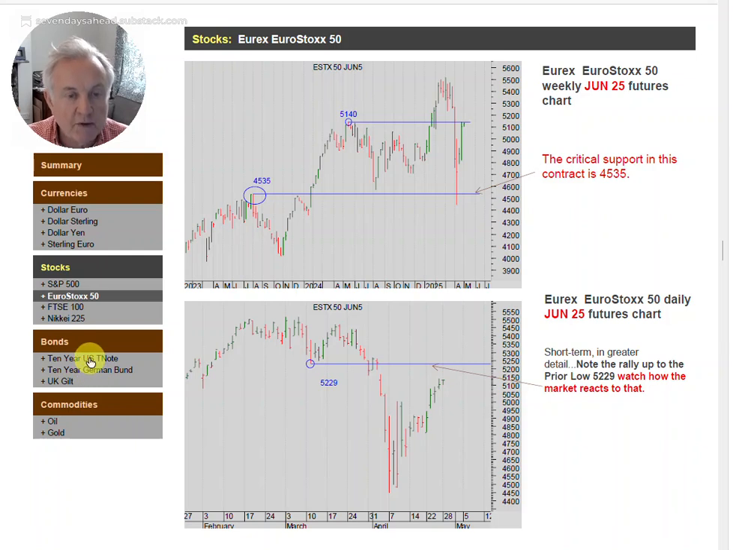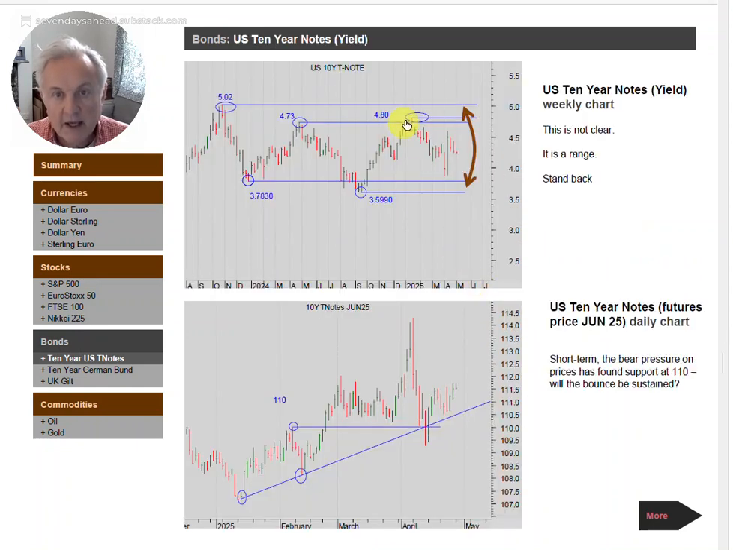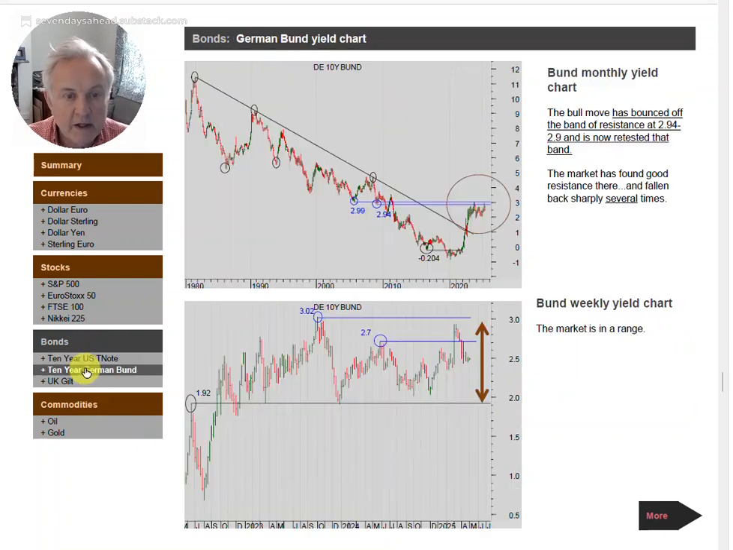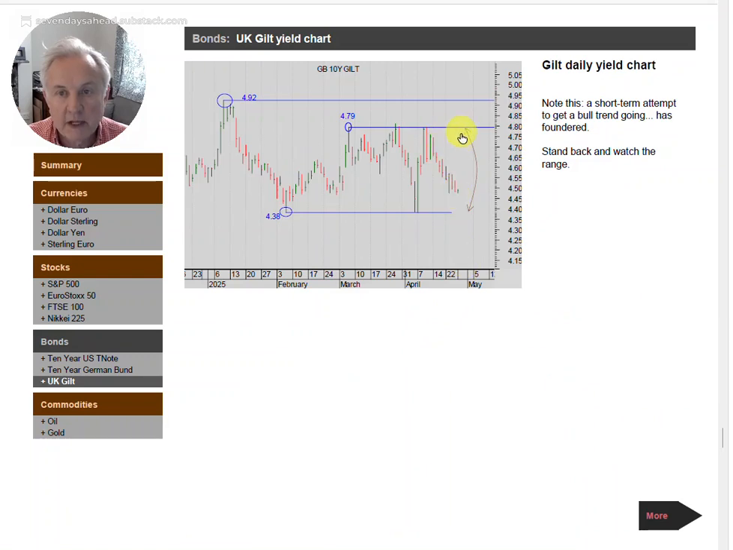Here, Treasury note bonds. We think all these are in trading ranges. There's the obvious long-term situation. Here's the trading range. That is the weekly yield chart. And so we're similarly in the German bonds. Here's the weekly yield chart there. And the UK gilt. That's the daily yield chart.